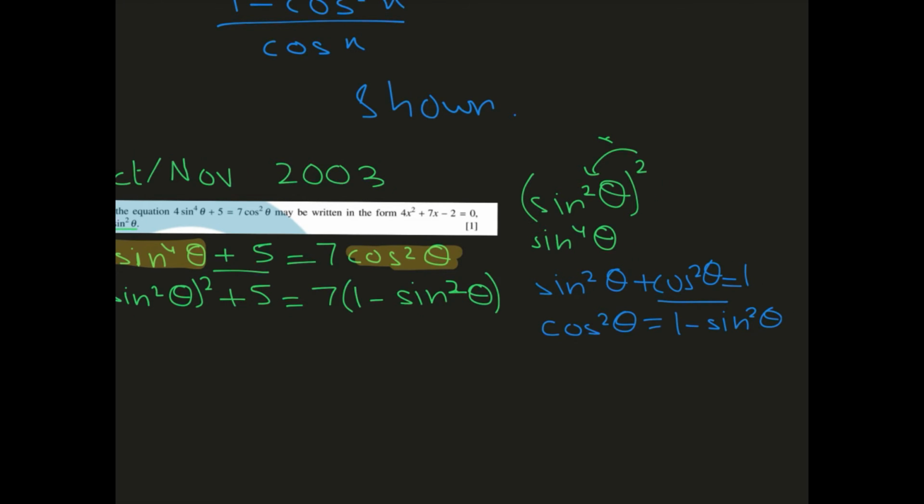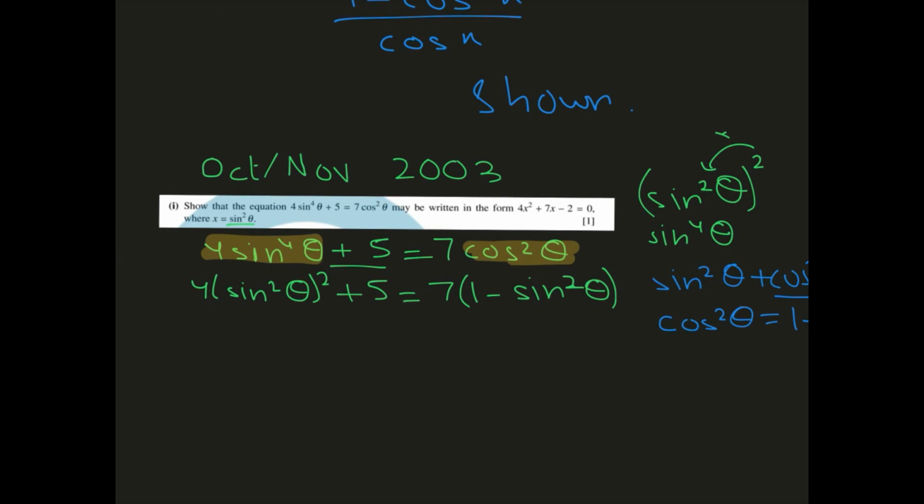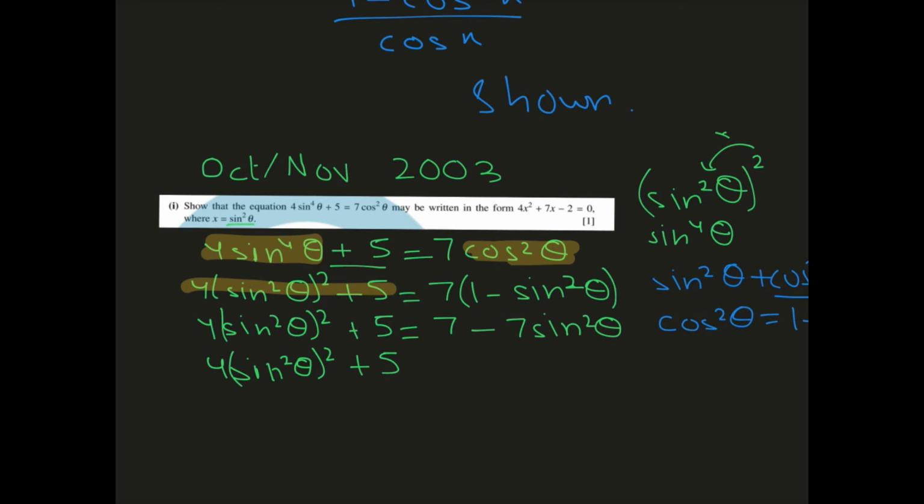So the 7 gets multiplied to both 1 and minus sine square theta. So we will copy this part of the equation as it is, right? So this becomes 4 sine square theta, which is squared, plus 5 is equal to 7 minus 7 sine square theta. And then the same thing happens, we just copy down this part of the equation, sine square theta, and this is squared, plus 5. Now we will take these and transfer them over here. So minus 7 plus 7 sine square theta, right, is equal to 0.